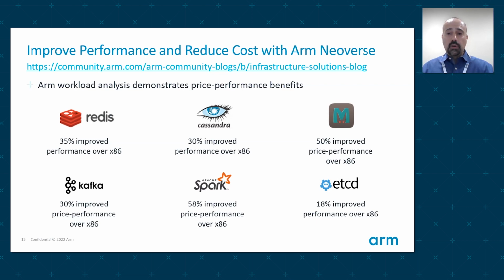I won't go through these one by one, but you can see that some very common cloud-native applications can run on Arm Neoverse with excellent benefits on a performance per dollar basis. You have Redis, Cassandra, Memcached, Kafka, Spark, and etc., all offering double-digit improved performance over x86 or improved price performance over x86 instance types. And this is just a subset of the applications we've tested. To see more results, we encourage you to check out the Arm Neoverse infrastructure blog.